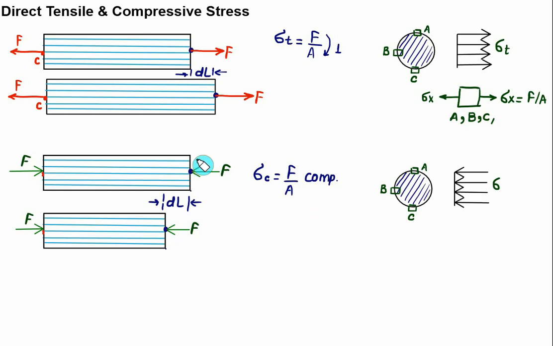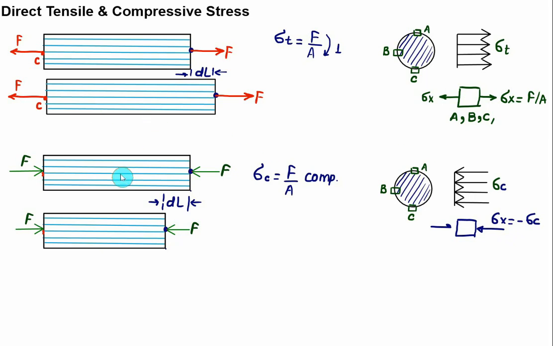Again we consider here the circular cross section. Then at any point A, B, C, we have the same state of stress, but this stress is taken as a negative value. So if I want to show you the state of stress at points A, B, C, I have to show the arrow inward. This is the same as sigma x, which you have to take as negative sigma c. So in tension you take positive, and in compression you take negative.